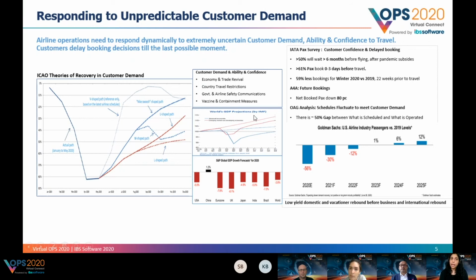And ICAO had interesting theories of four different ways the airlines can come back. So I was talking to a colleague, a friend at American, last week, and he was saying that within American, they think it's going to be W-shaped.